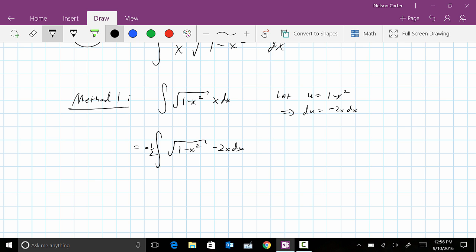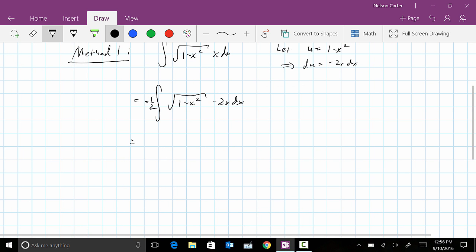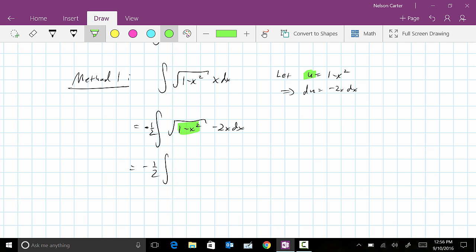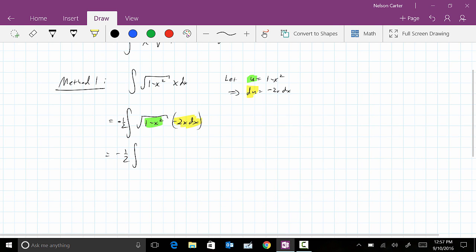And the reason I say that is because negative 1/2 times negative 2 is 1. Okay, so now what I've got is negative 1/2 times the integral of, and then look, all of this becomes u, and then all of this becomes du. And so now you've literally transformed this thing.